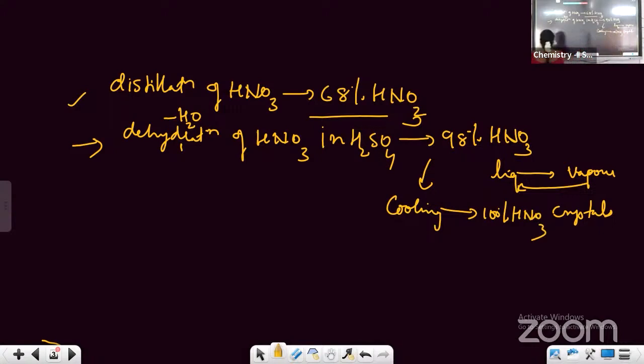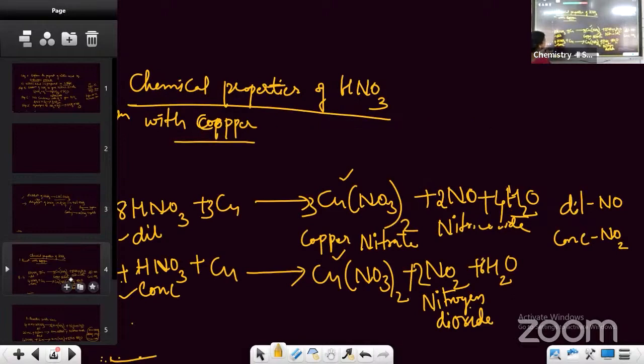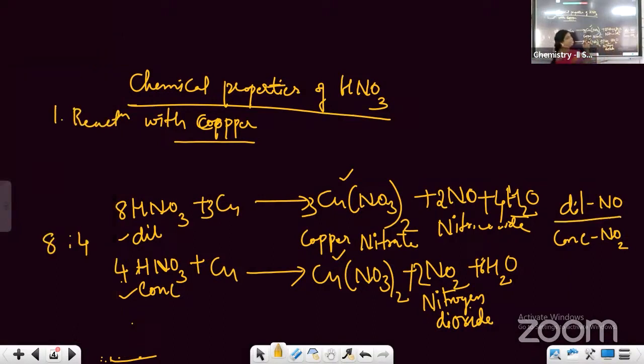The next is chemical properties. First chemical property is reaction with copper. Here we are taking two concentrations of nitric acid, one is dilute nitric acid, the other is concentrated nitric acid. With dilute nitric acid you get copper nitrate plus nitric oxide, whereas with concentrated nitric acid we get copper nitrate plus nitrogen dioxide. So with dilute what is forming? NO. Copper nitrate is common for both, but besides that what is forming? With dilute NO is forming and with concentrated NO2 is forming. Write this separately, students, it is easy for you to study, right?